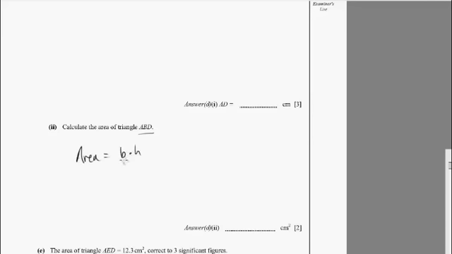So if we had a triangle that looked like this, for example, the height would be perpendicular to the base. If we had a triangle that looked like this, let me make it a little bit more, let's make it like that. Okay, height perpendicular to the base.